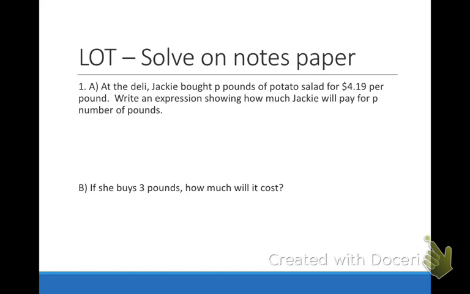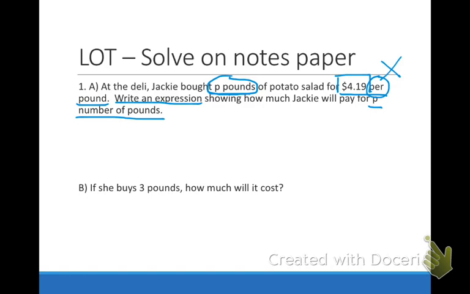All right, welcome back. Let's take a look at this problem here. At the deli, Jackie bought P pounds of potato salad for $4.19 per pound. Write an expression showing how much Jackie will pay for P number of pounds. So I am supposed to write an expression. I remember that an expression is a math problem with no equal sign. I see that P is going to stand for pounds of potato salad. I also see the dollar amount $4.19 and the word per, which makes me think of multiplication.